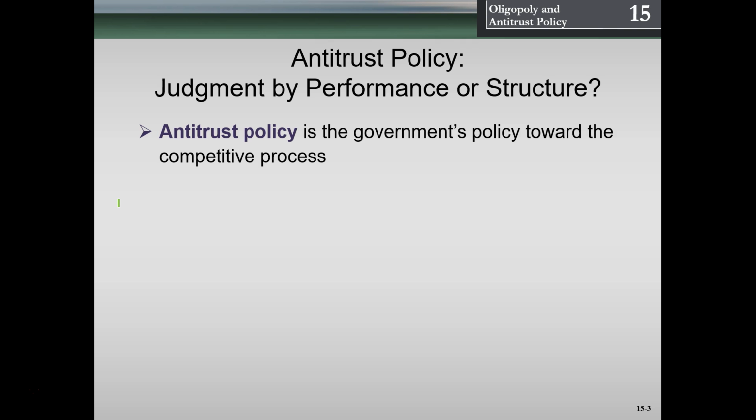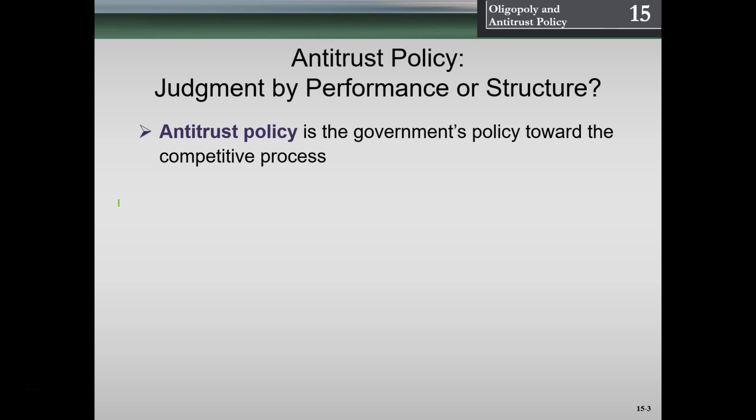Okay, so now we're going to go into antitrust policy, so judgment by performance or structure. When we think about antitrust, we have this idea that we have these monopolies now, and the question is, what are we going to do with these monopolies? Is it fair that we have this monopoly power in the first place, what is it good for in the market, and should we break them up?